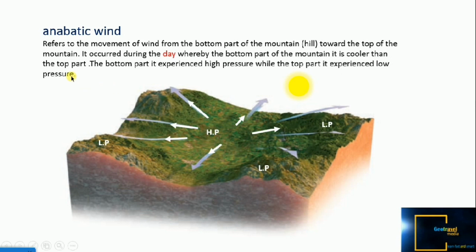During the daytime, the top part of the mountain receives insolation more quickly than the bottom part. Therefore, the bottom part, because it receives insolation slowly, tends to have high pressure, while the top part, because it receives insolation very quickly, tends to have high temperature, hence low pressure. In that case, during the daytime, the wind or air will blow from the bottom part of the mountain toward the top part of the mountain.